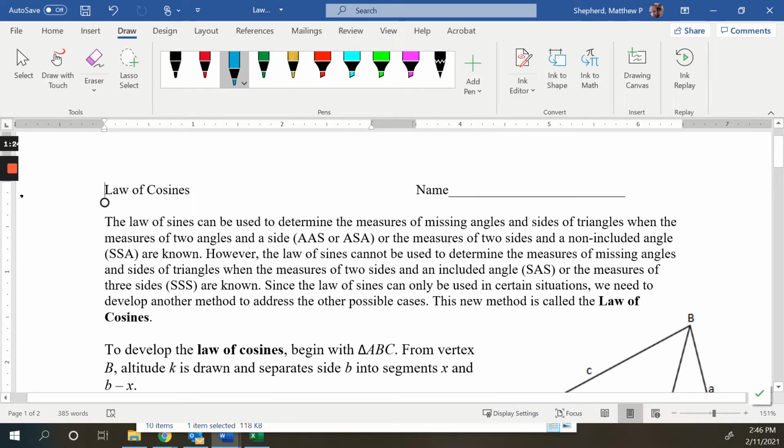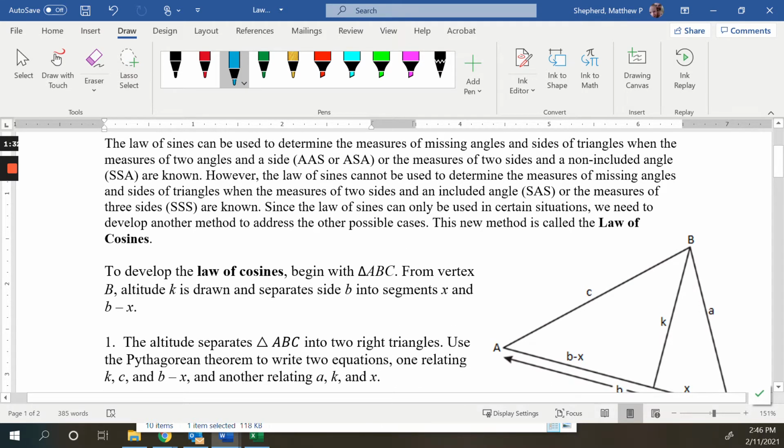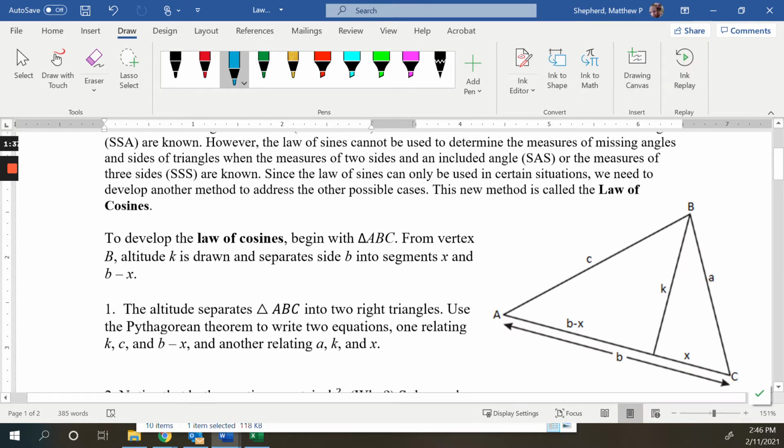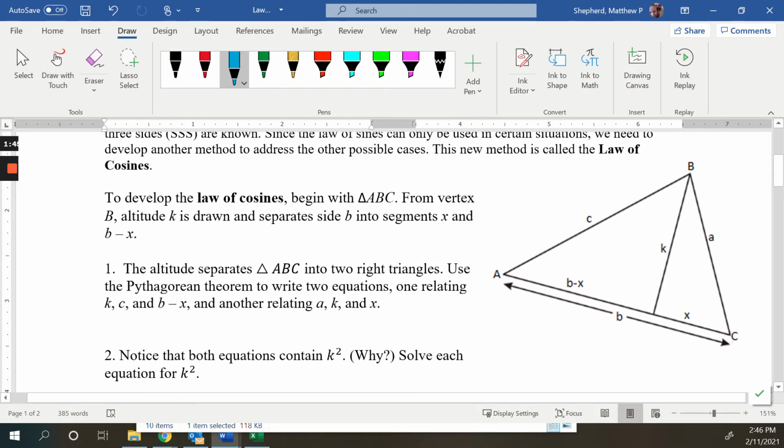However, the law of sines cannot be used to determine the measure of missing angles and sides of triangles when the measures of two sides and an included angle, side, angle, side, or the measures of three sides, side, side, side, are known. Since the law of sines can only be used in certain situations, we need to develop another method to address other possible cases. This new method is going to be called the law of cosines. So let's go through the development of the law of cosines, see why this works, see the proof of it.